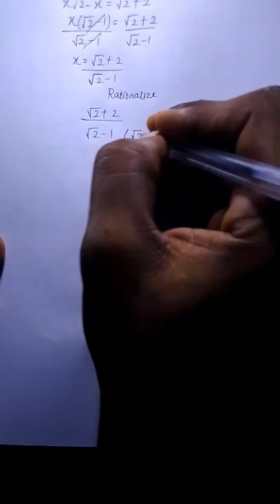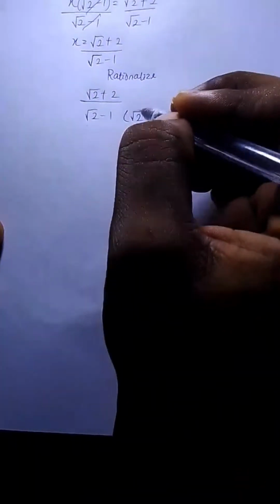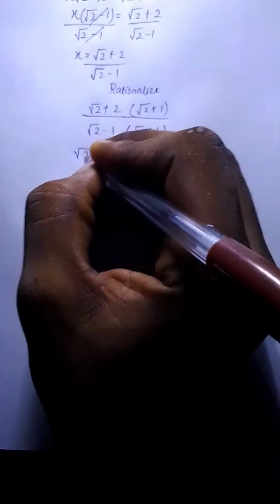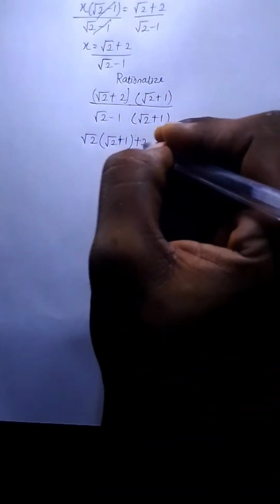Now what do we have in the denominator? We have root 2 minus 1. So the opposite of the denominator will be root 2 plus 1. So we'll multiply both the numerator and the denominator by root 2 plus 1. And so from here we have root 2 bracket root 2 plus 1, plus 2 bracket root 2 plus 1.